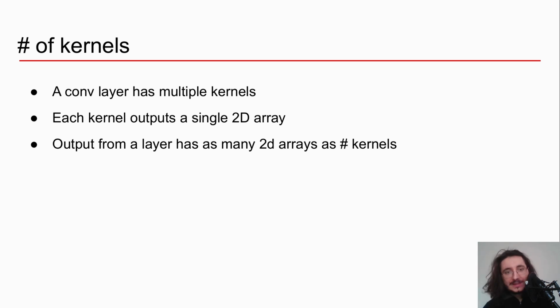Now, a convolutional layer can have, and usually has, multiple kernels. But let's remember that each kernel outputs a single two-dimensional array, and it's that output convolution that we've calculated before, right? And so one question could be, how many outputs do we have from a convolutional layer? Well, we have as many 2D arrays as the number of kernels, right? So if we have, for example, 5 kernels in a convolutional layer, we're going to have 5 2D arrays, because we're going to apply each kernel to the input image, and we're going to get 5 separate output 2D arrays, right? Okay, so this is the number of kernels.